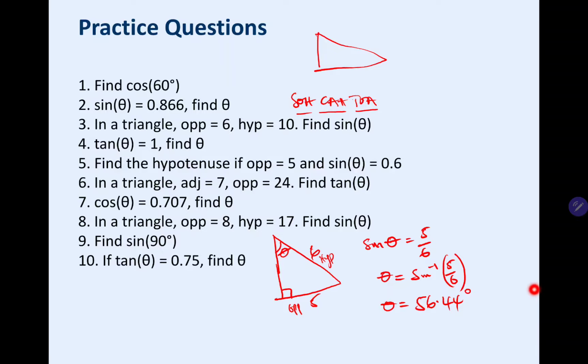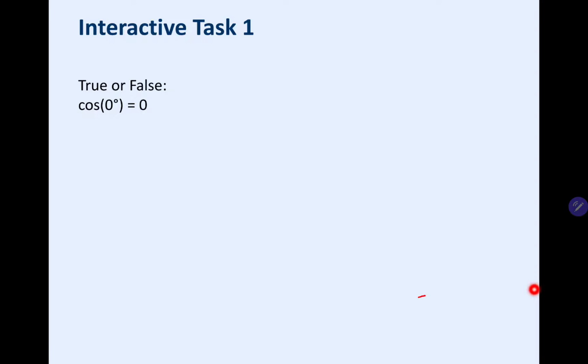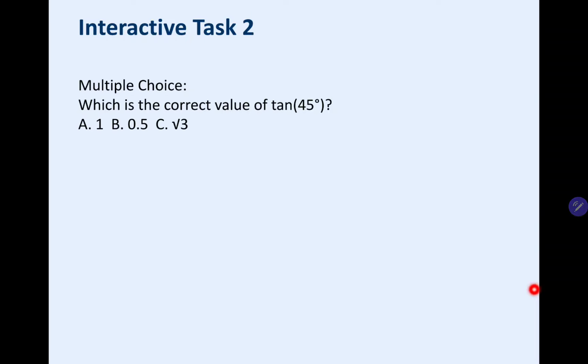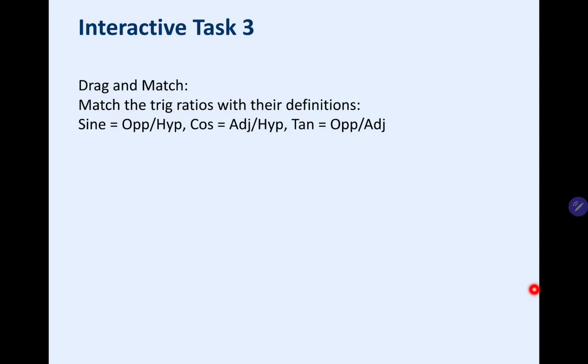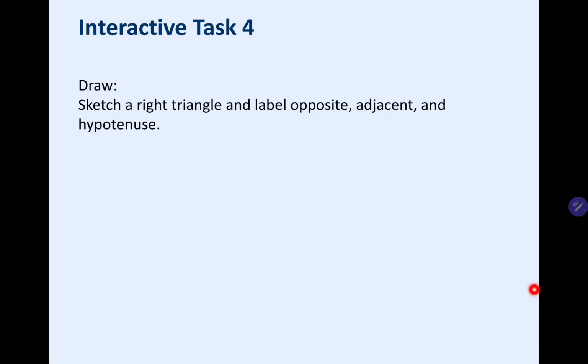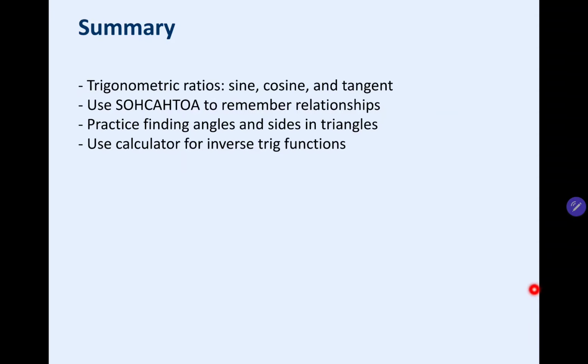All right, so we have some interactive tasks here. Feel free to pause the video at any time to go through the interactive task and see what you come up with. All right, so trigonometric ratios are the sine, cosine, tangent, and the cosecant, secant, and the cotangent. All right, then remember to use SOHCAHTOA while trying to derive angles and sides of a right angle triangle.